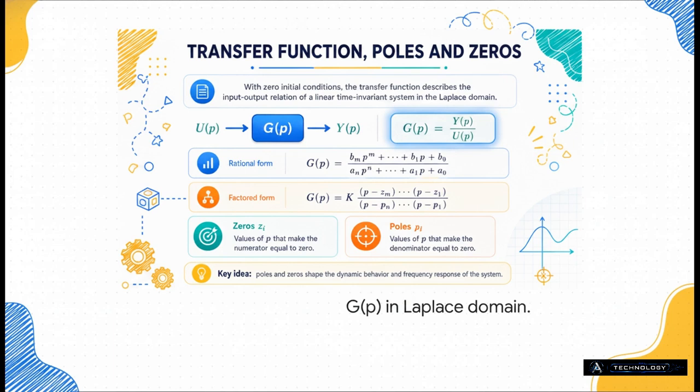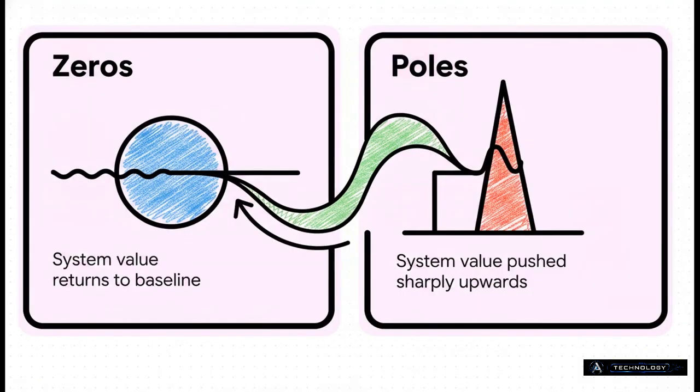Once we've transformed our messy differential equation over to the Laplace domain, and again, assuming zero initial conditions, we can do something amazing. We just take the ratio of the system's output, y(p), to its input, u(p), and boom, this gives us g(p), the transfer function. This one single function neatly packages up the entire dynamic behavior of our linear time-invariant system into one incredibly elegant rational fraction.